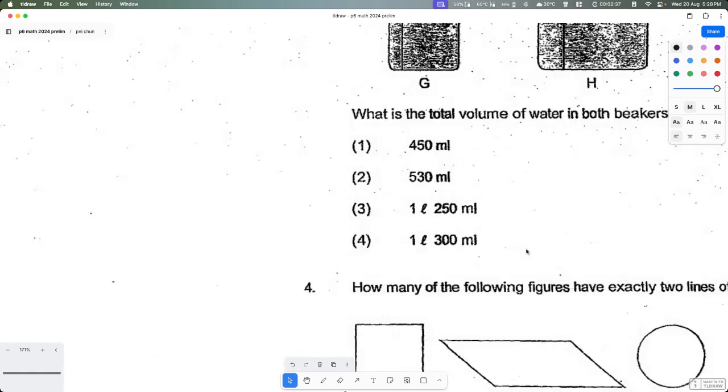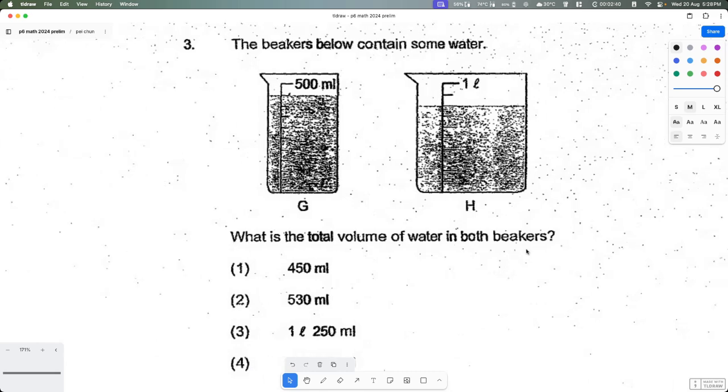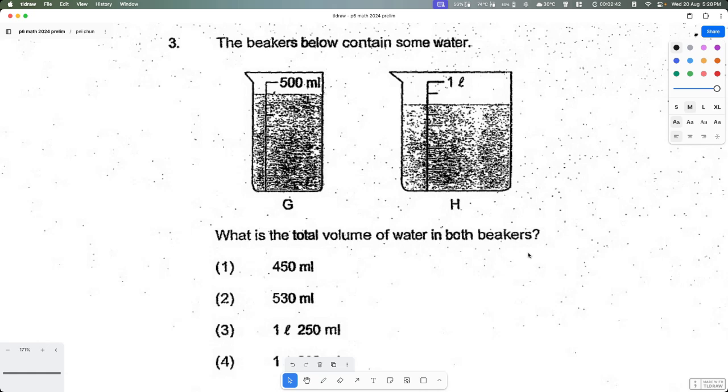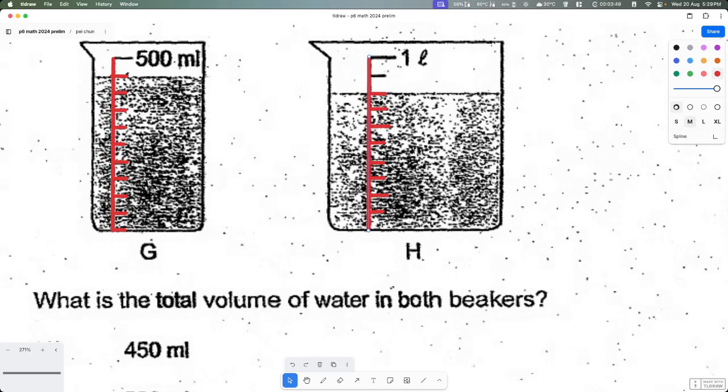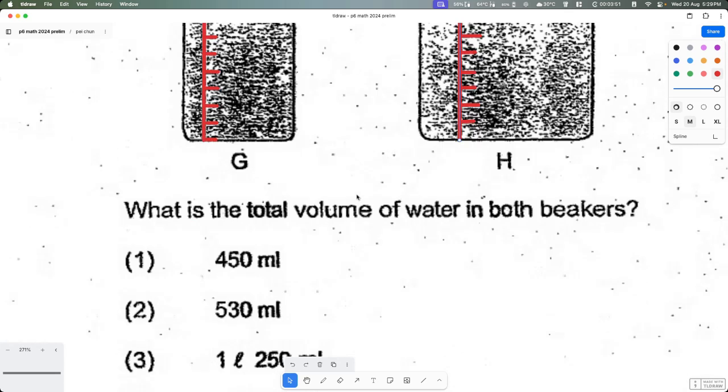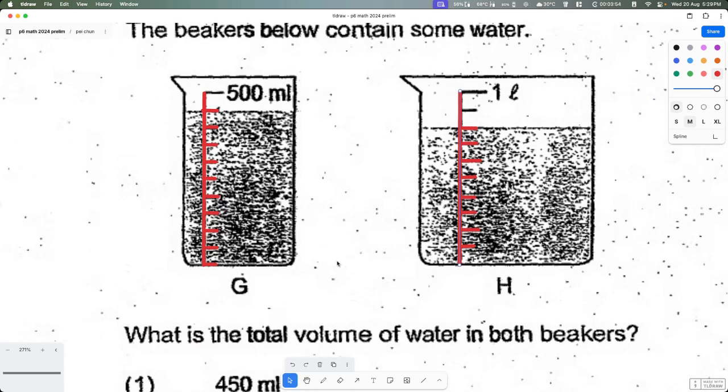Question number 3. The beakers below contain some water. What is the total volume of water in the beakers? I'm going to draw this out so it's easier to see. I've created the lines so it's easier to see. We need to know the total volume of the water in both beakers. So let's find the number of gaps by counting: 1, 2, 3, 4, 5, 6, 7, 8, 9, and 10.